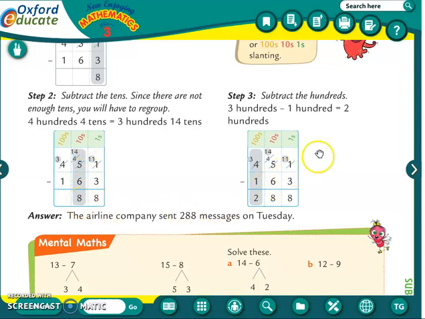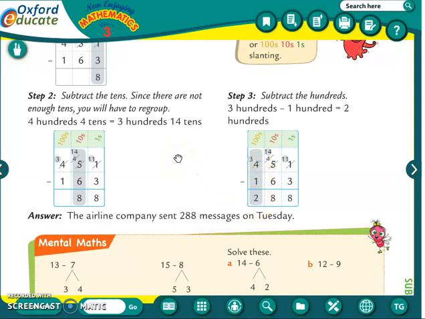Now step number 3, subtract the hundreds. Now we will subtract the hundreds. 300 minus 100 is equal to 200. So here, we had cut and we had written 3. So we have to do 3 minus 1. Don't do 4 minus 1. Okay. So 3 minus 1 is equal to 2.